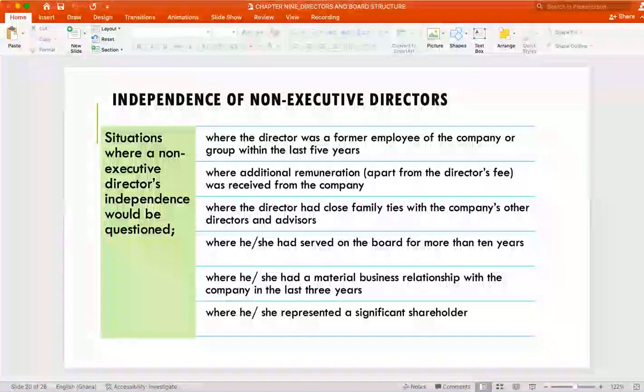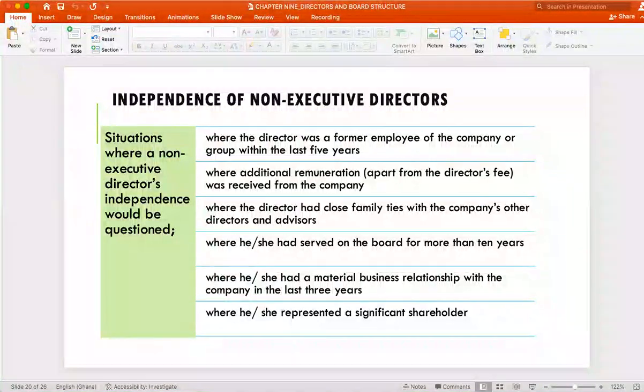Where additional remuneration apart from director's fee was received from the company. Once the company has a way of compensating or giving you money besides the director's fee, it means that your independence might have been compromised. That is why you're receiving additional remuneration. So you cannot be classified as an independent non-executive director.